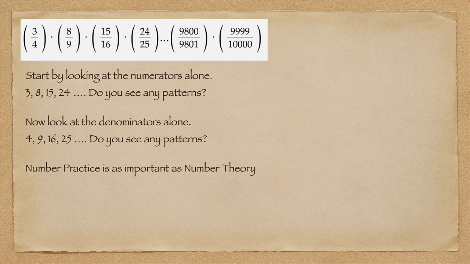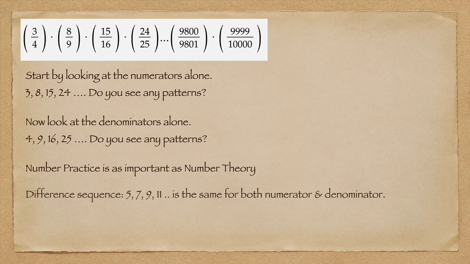Is there a pattern? Interestingly, the difference sequence, as in the difference between the second and the first number, the third and second number, is the same for both of them. And in fact, a little closer inspection will tell you that the numerator is always 1 less than the denominator. Okay? And the denominators are perfect squares. So how can we use all of this to solve our problem?